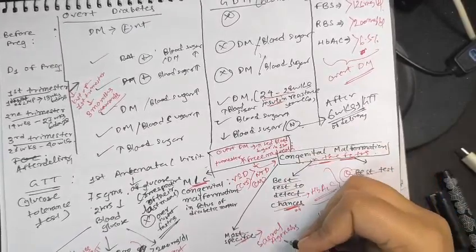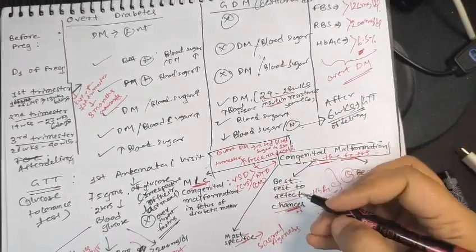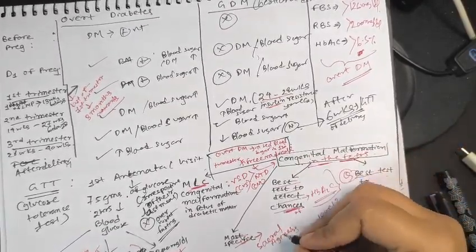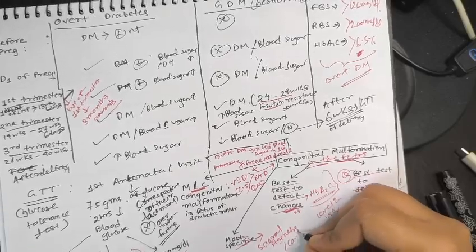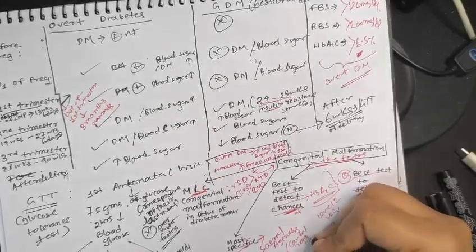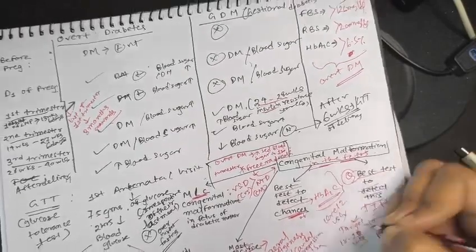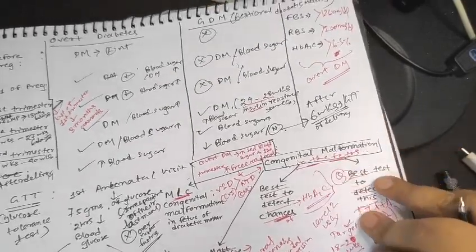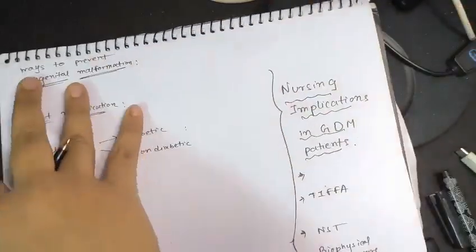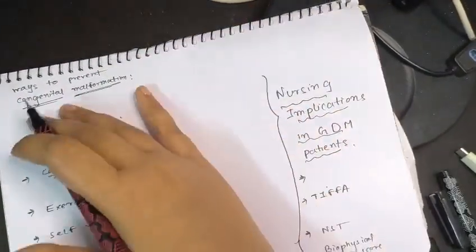More specific congenital malformation in case of fetus of diabetic mother will be sacral agenesis or caudal regression syndrome. Right. Now come to ways to prevent congenital malformation.